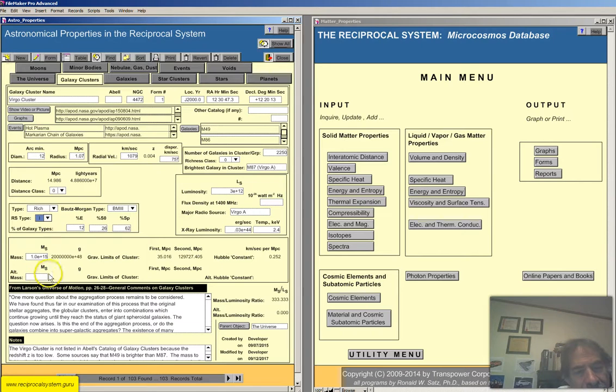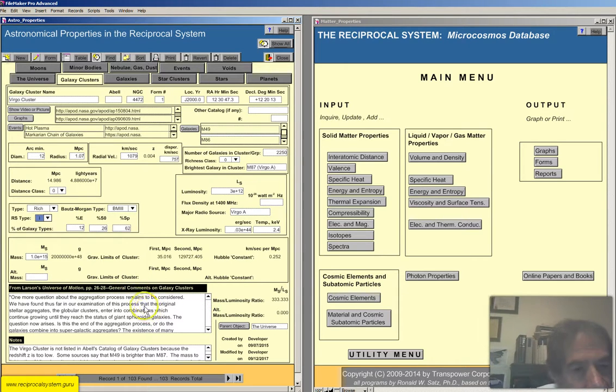I have an alternate mass here in case there's a discrepancy. I mean, in a lot of cases, if you check the references, there's a rather strange dichotomy between the different references sometimes for different astrophysical objects. So if you want, you can put in a different one.